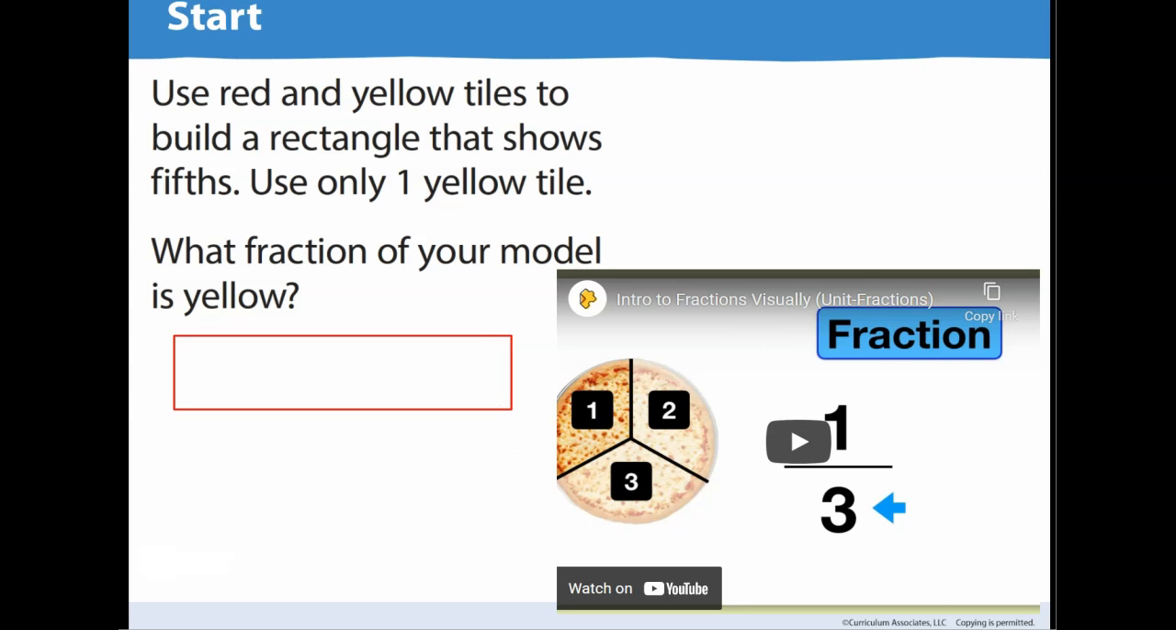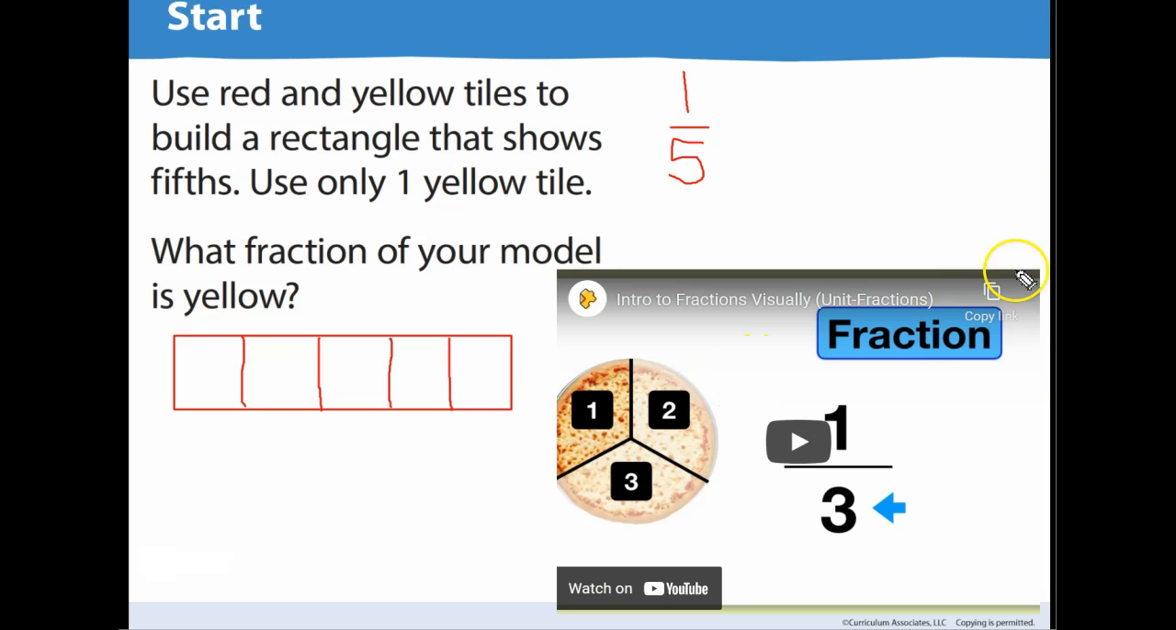If it says fifths, how many sections am I going to need? Five. That's it. By the way, when it's fifths, the unit fraction is 1 over 5, okay? So then I would do this. And this. And this. It's not perfect, but you get the point, right? How many sections do I have? 5.